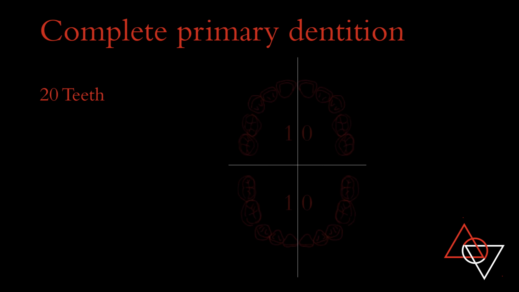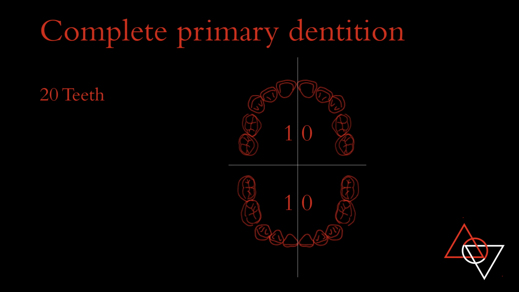Now, when we talk about dentitions, they can be complete and incomplete dentitions. Now, the complete primary dentition has 20 teeth, 10 in the upper and 10 in the lower jaw. So let's just say that this here is the maxilla and lower is the mandible. And when it's complete, it has 20 teeth, 10 in the upper, 10 in the lower jaw.